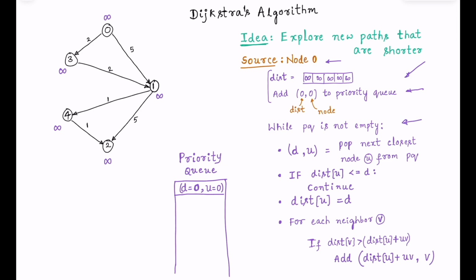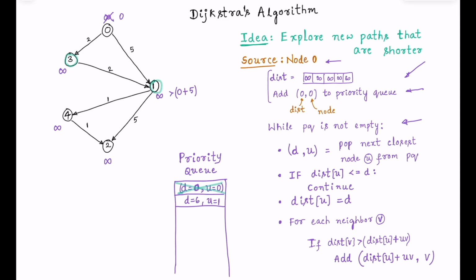We pop the only element in the priority queue right now, which is node 0, and we see that distance to node 0 is greater than the distance we popped just now, so we update the distance to node 0 to 0 and we check its neighbors, which are 3 and 1. So the distance to node 1 is greater than distance to node 0, which is 0, plus cost of the edge (0, 1), which is 6. So we add node 1 to priority queue at distance equal to 6 and node 1.